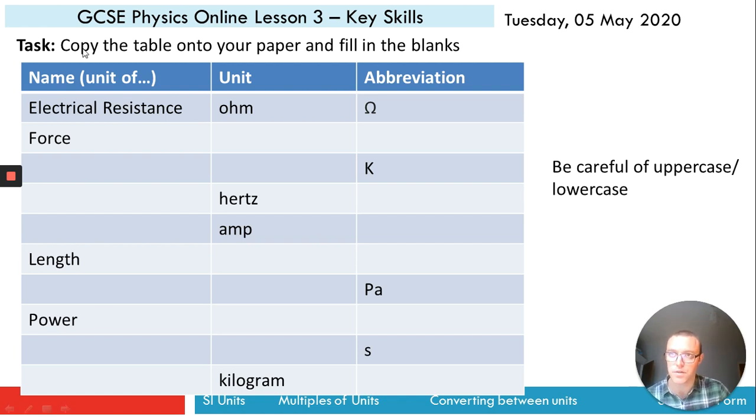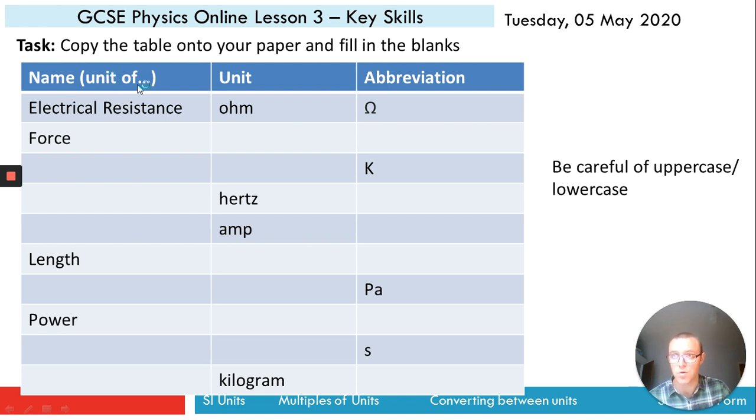What I would like you to do is to copy this table onto your piece of paper. You can use a ruler if you like, but no one's checking to see if you do. You can do it as neatly or as not neatly as you wish. You can do it as quickly as you can. So I've done the first one for you. We've got that same table that we just saw.